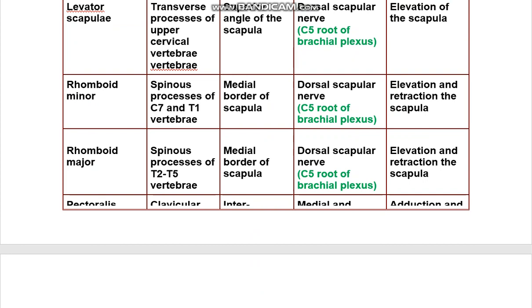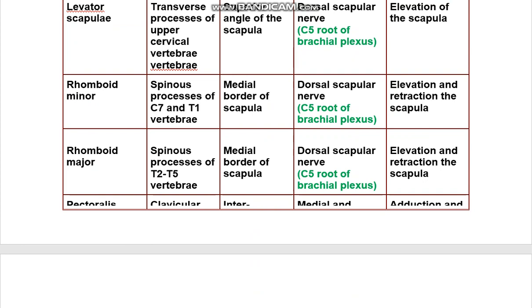So then also the rhomboids. Both the rhomboids are muscles attaching the upper extremity to the axial skeleton. So the rhomboid minor is going to be attached to spinous processes of C7 and T1 vertebrae, and also to the medial border of the scapula. Now, the rhomboid minor will be innervated by the dorsal scapular nerve, which is a C5 root of the brachial plexus. And the rhomboid minor is going to elevate and retract the scapula.